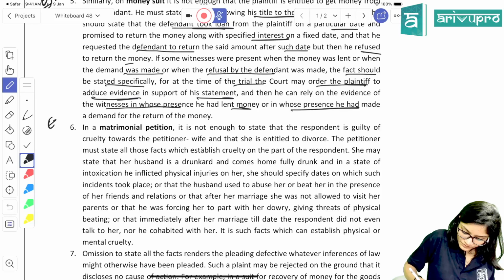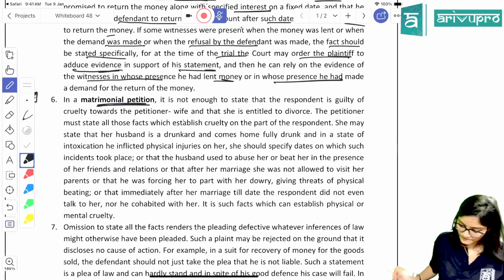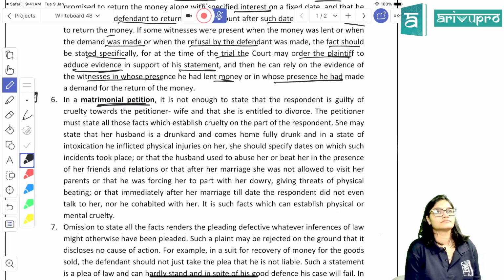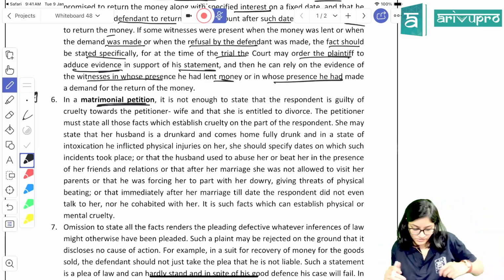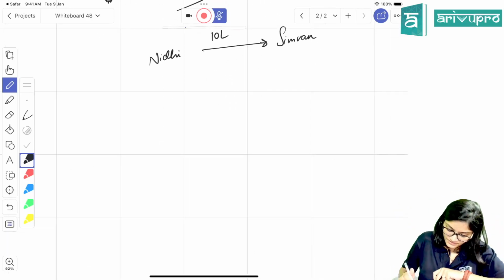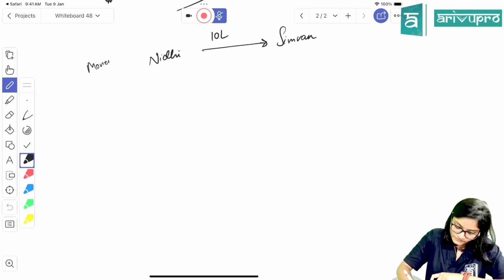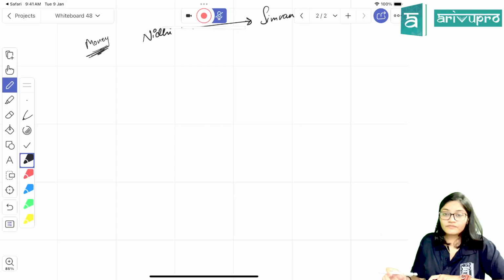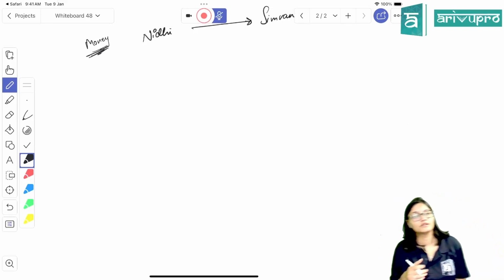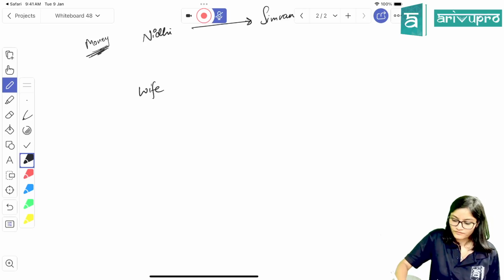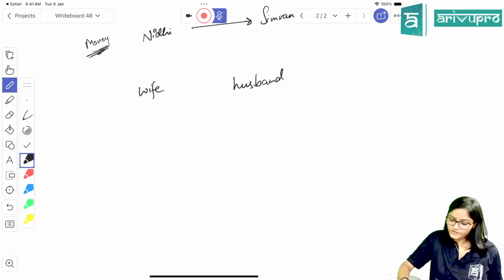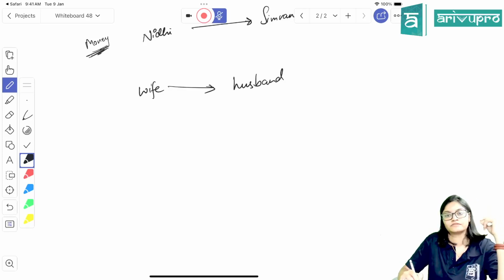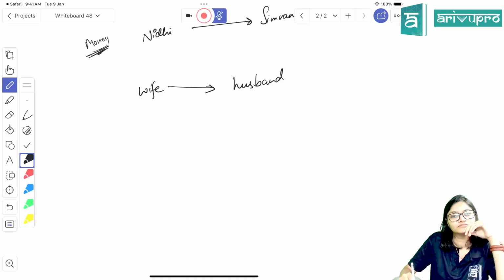Next, another example is given, matrimonial petition. Yes, matrimonial petition. So now here, let us say husband and wife are there. Now the wife is, for example, filing a case that I want a divorce from this husband. Is that enough? The court will ask why you want the divorce. That fact you have to mention.